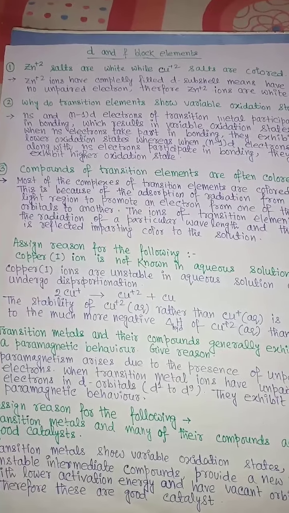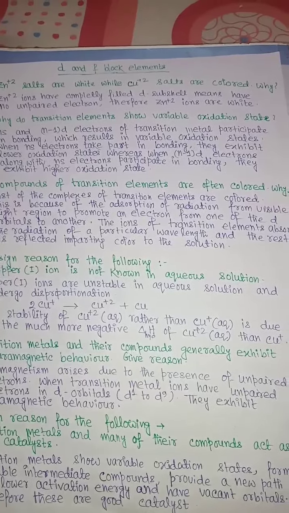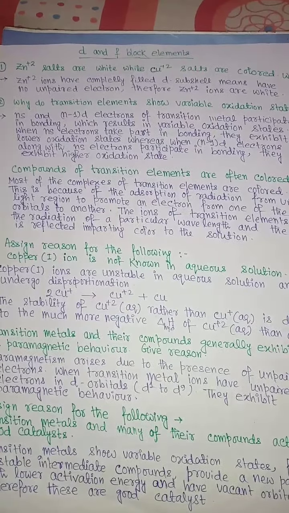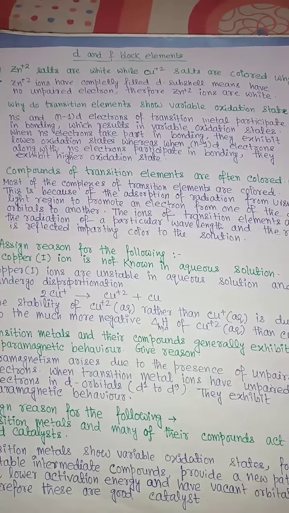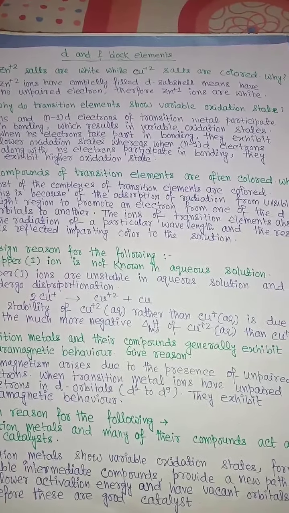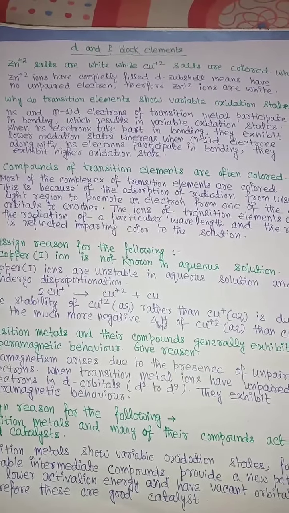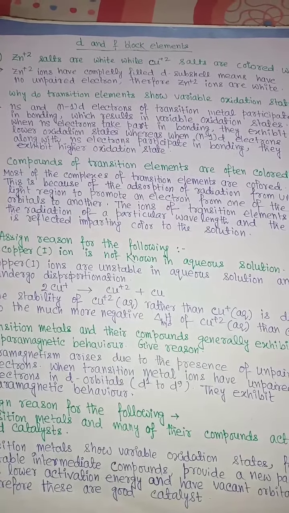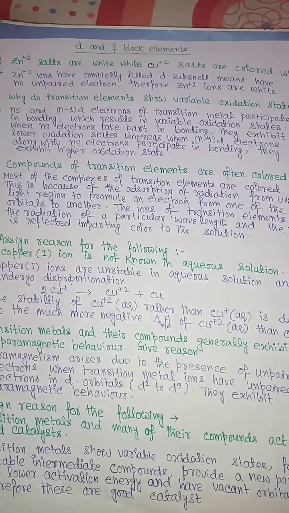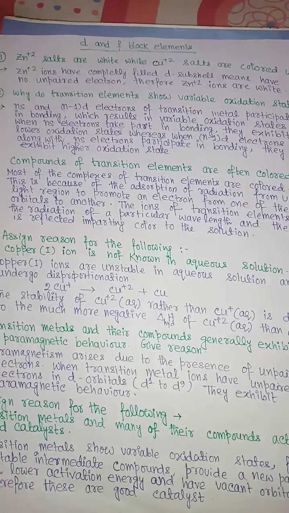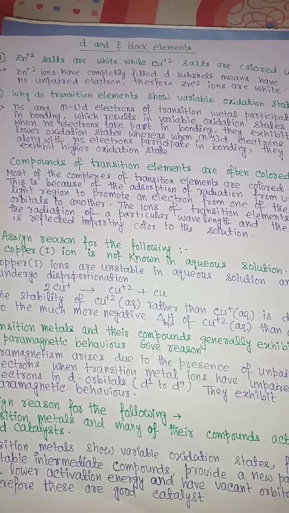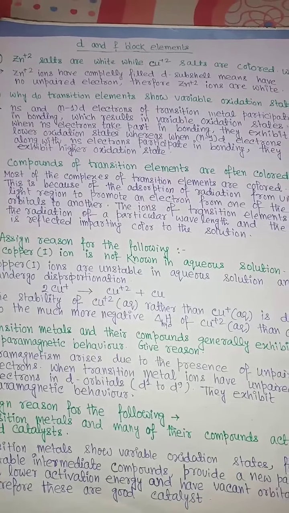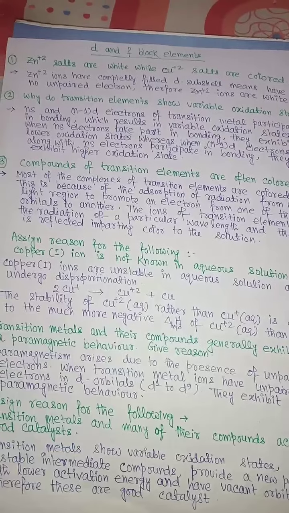Question number 2. Why do transition elements show variable oxidation state? Answer: ns and (n-1)d electrons of transition metals participate in bonding, which results in variable oxidation states. When ns electrons take part in bonding, they exhibit lower oxidation states, whereas when (n-1)d electrons along with ns electrons participate in bonding, they exhibit higher oxidation states.